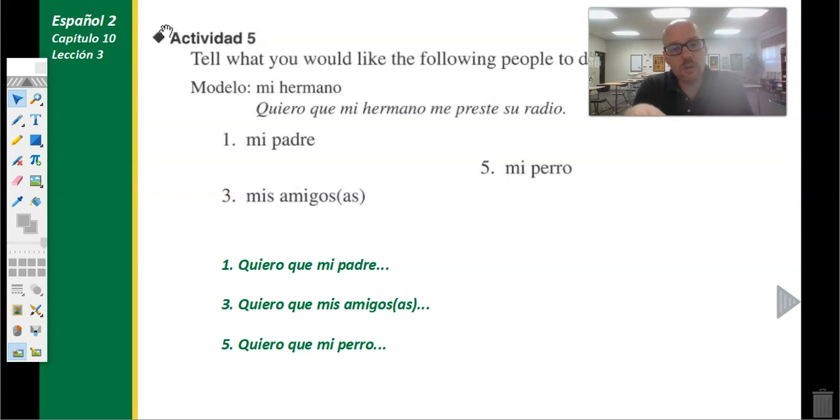Quiero que mis amigos me den dinero. I want my friends to give me money. Quiero que mi perro me dé el periódico. I want my dog to give me the newspaper. But the important thing is that that second clause be in the subjunctive mood.